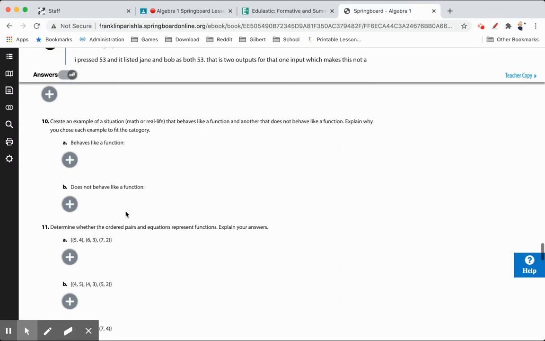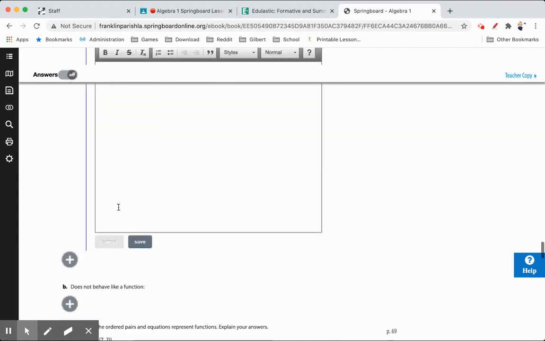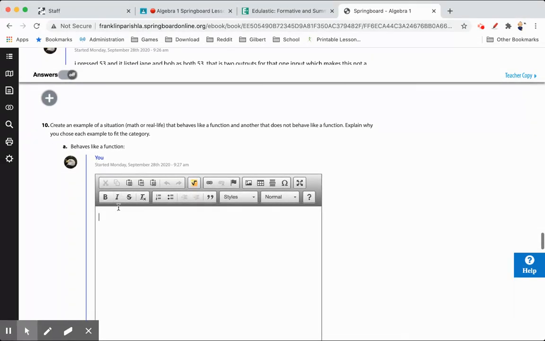An example of a situation, math or real life, that behaves like a function and another that does not behave like a function. Explain why you chose each example to fit the category. All right, so we need to think of some things that behave like a function and some things that do not behave like a function. Just any kind of examples that behave like a function. You do one thing and you get another one out, and one that does not behave like a function. It could be math or real life.